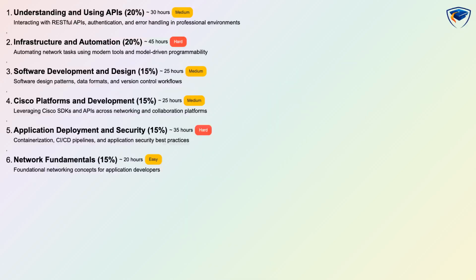The DEVASC exam is divided into 6 domains that total 100%: understanding and using APIs 20%, infrastructure and automation 20%, software development and design 15%, Cisco platforms and development 15%, application deployment and security 15%, and network fundamentals 15%. Each domain lists difficulty, estimated learning time, and assessment type to help you plan study sessions and hands-on practice.